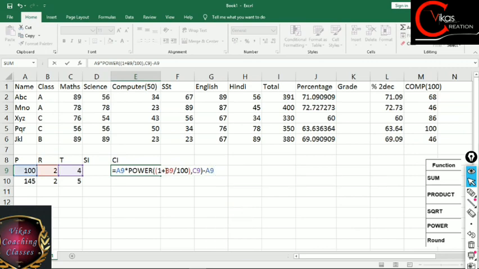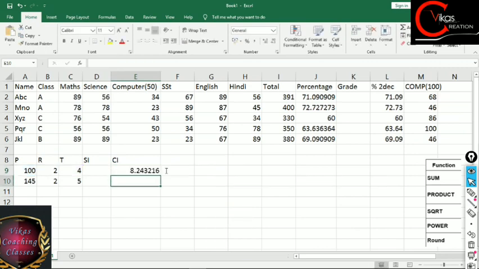So like this we can write all these functions over this side. You have to press the enter key and in just a few seconds you have got your compound interest. If we scroll down, the values will appear over here in this way. So it was the easiest method of calculating this.